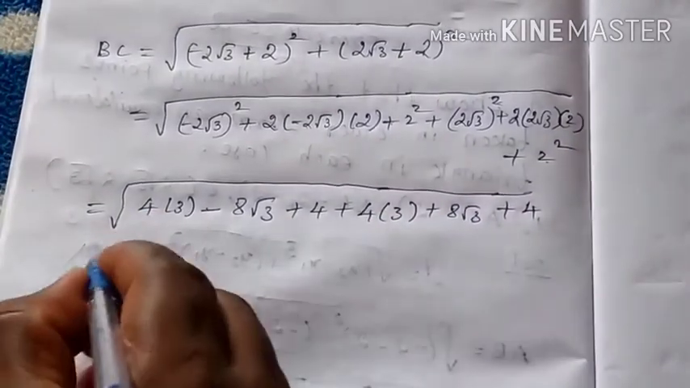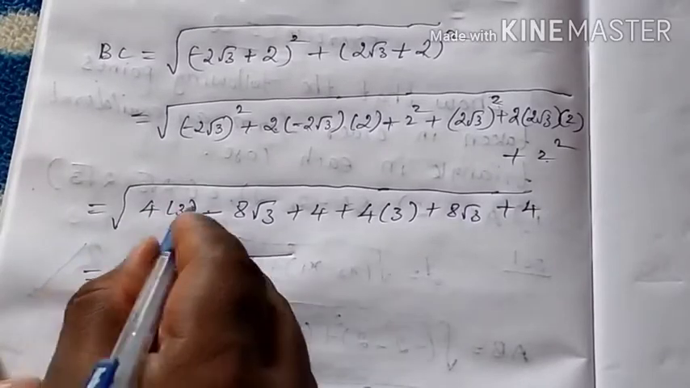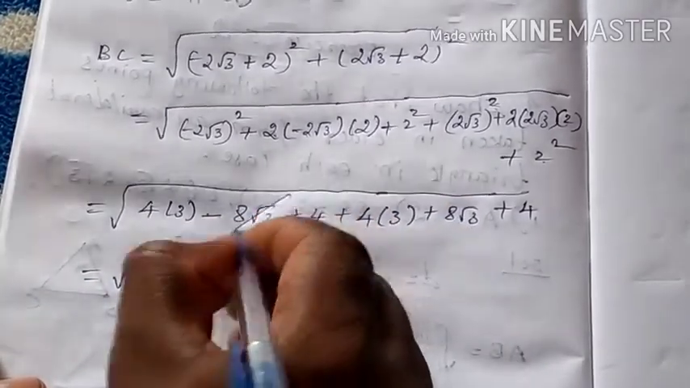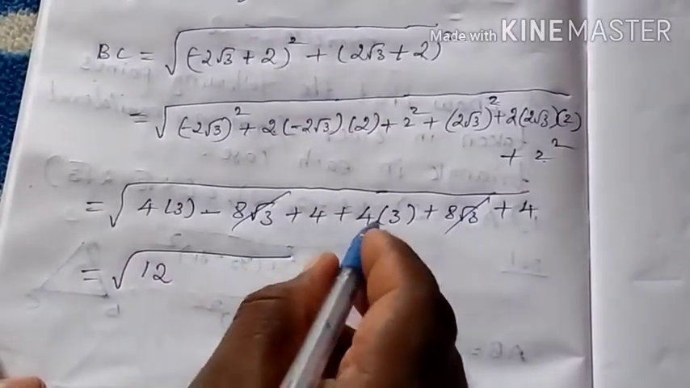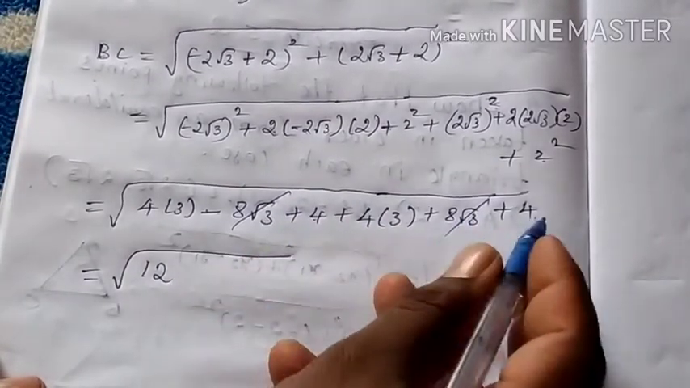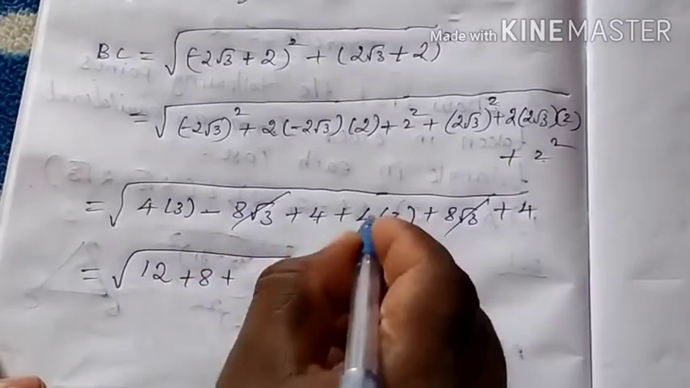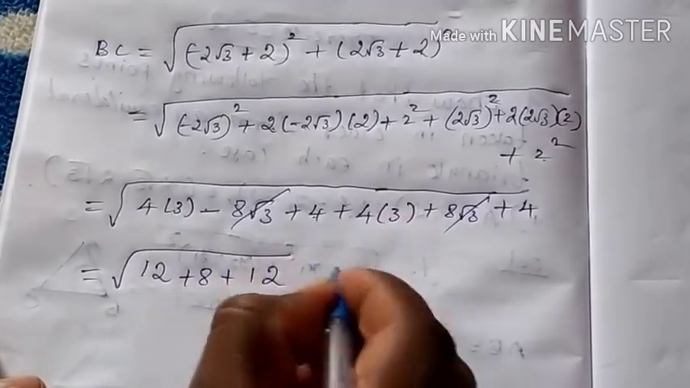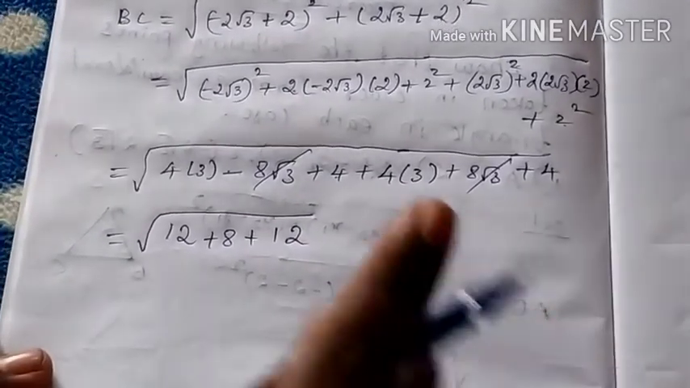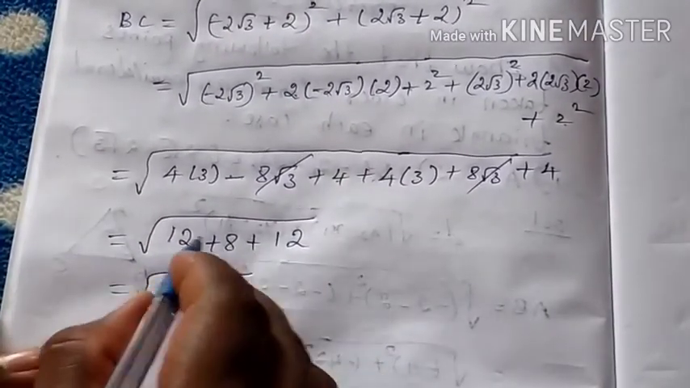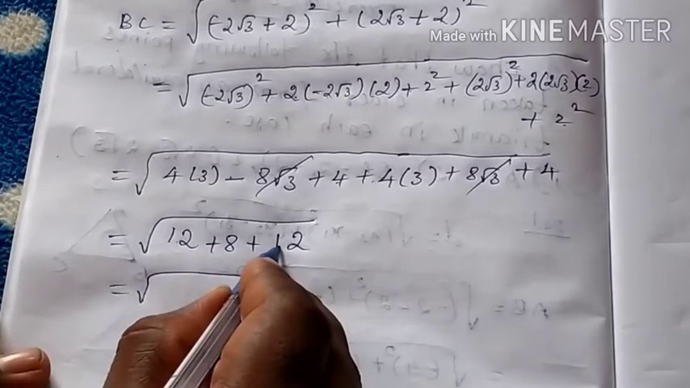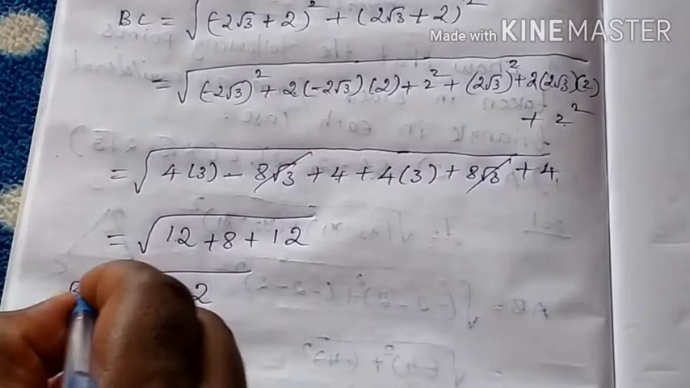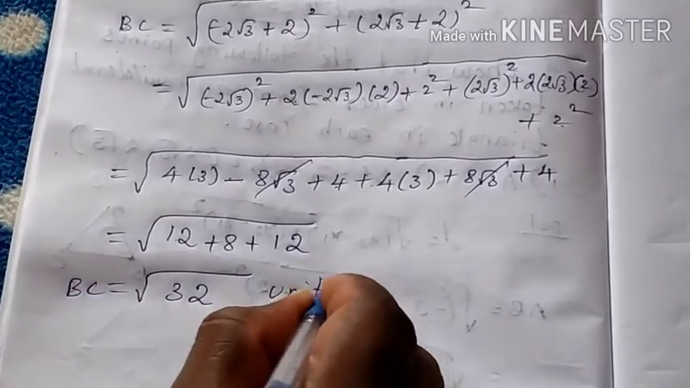This is equal to the square root of 4 3s are 12, minus 8 root 3 plus 8 root 3 are cancelled. Remaining 4 plus 4 is 8, plus 4 into 3 is 12. 4 3s are 12. Which is equal to the square root of 12 plus 8 is 20, 20 plus 12 is 32. This is for BC, square root of 32 units.